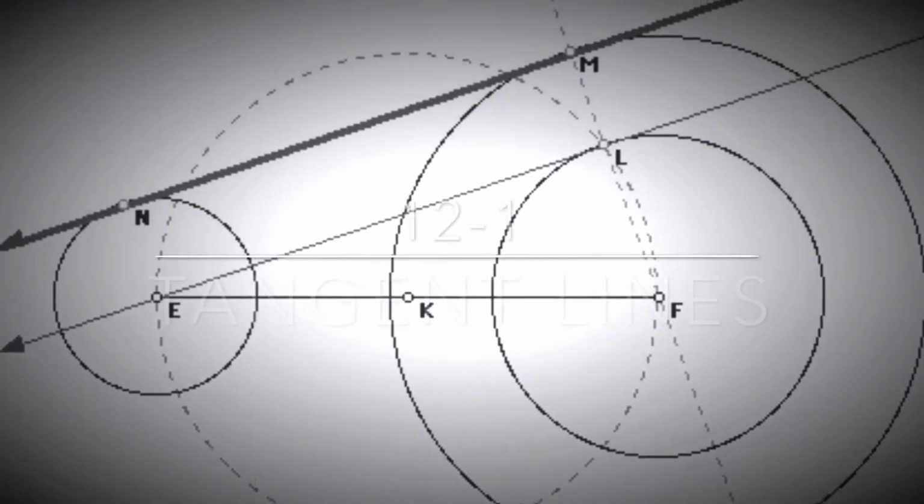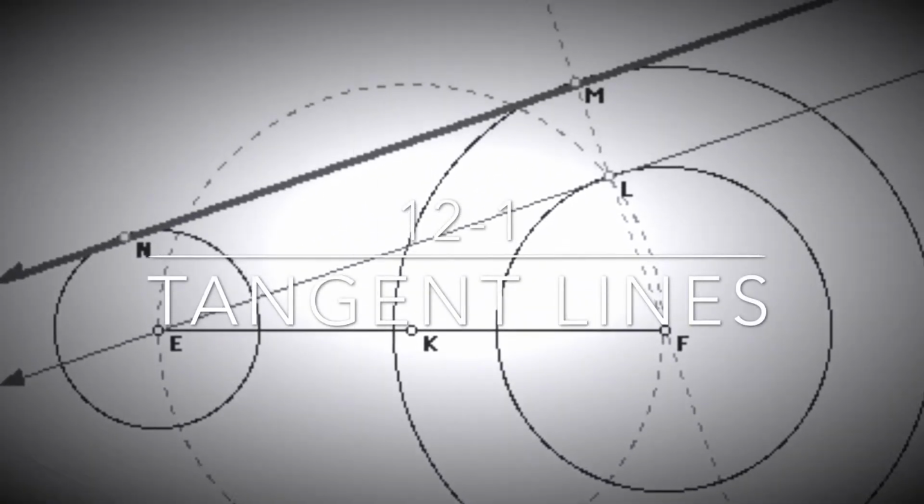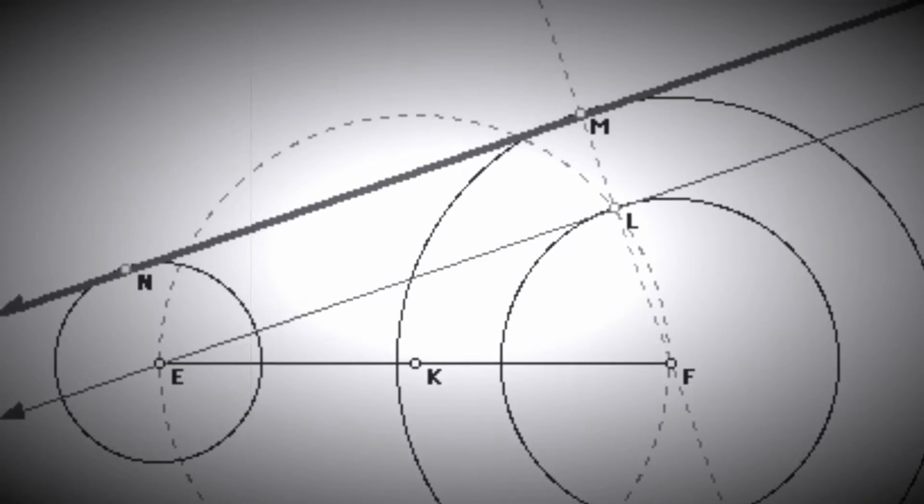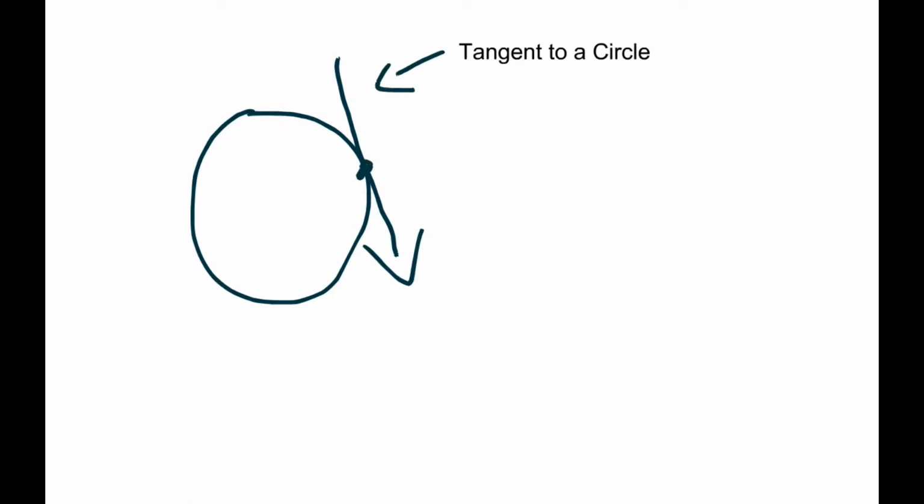In section 12-1, we will be covering the subject of tangent lines. The tangent to a circle is defined as a line, segment, or ray in the plane of the circle that intersects the circle at exactly one point. The point of tangency is the point where the tangent intersects the circle.